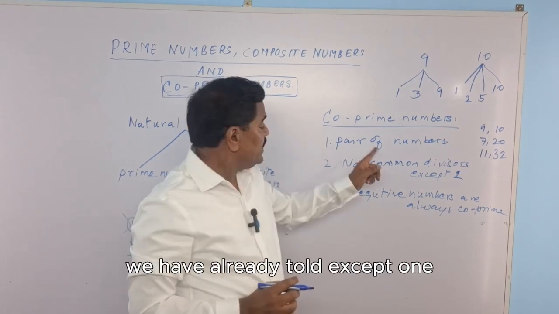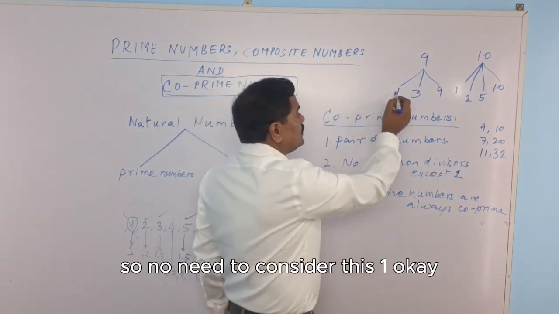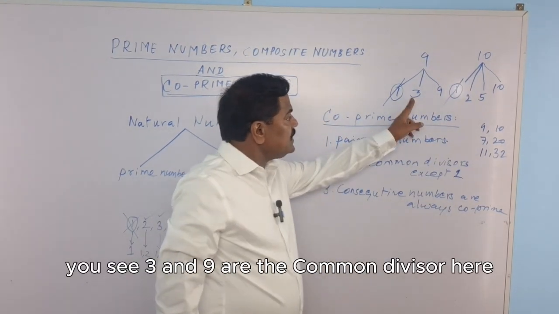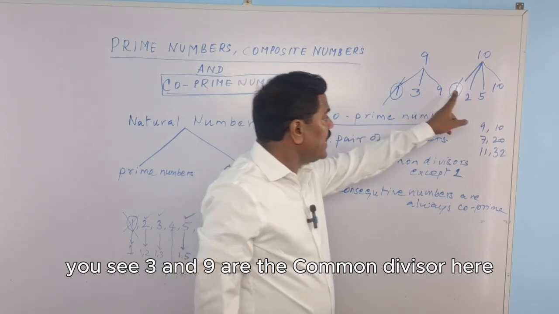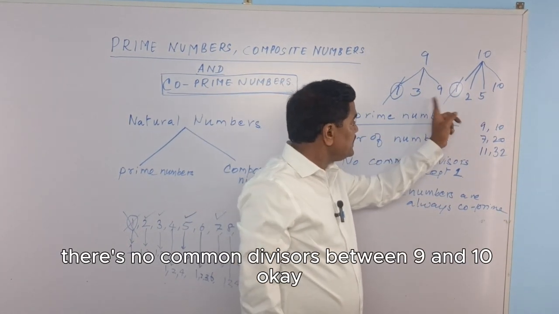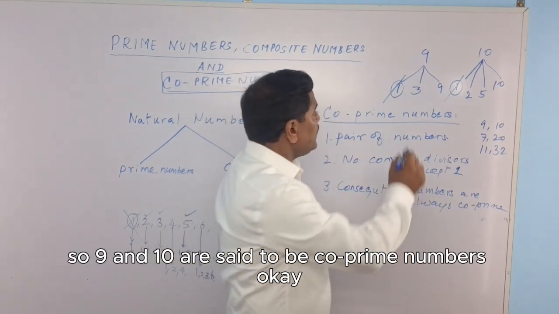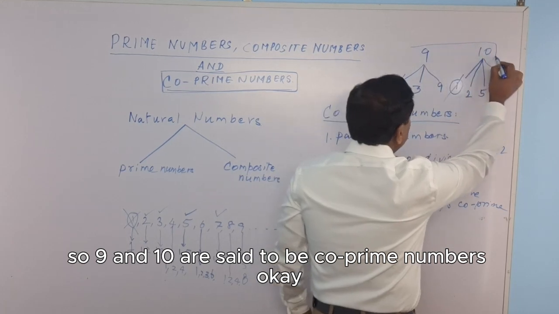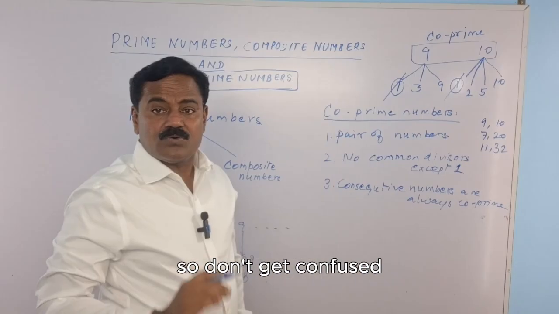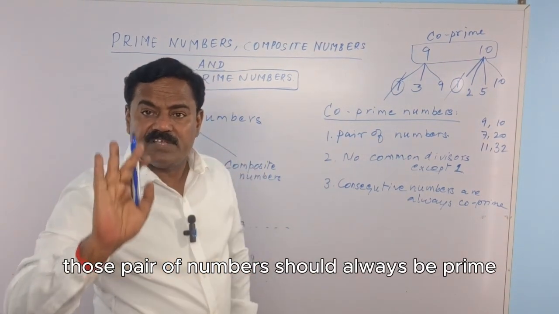Now you can see, we have already said except 1, there are no common divisors, so no need to consider this 1. Apart from that, you see 3 and 9 are the divisors here, and 2, 5, 10 are the divisors here. There are no common divisors between 9 and 10. So 9 and 10 are said to be co-prime numbers. So don't get confused and think that when you are talking about co-prime numbers, those pair of numbers should always be prime.